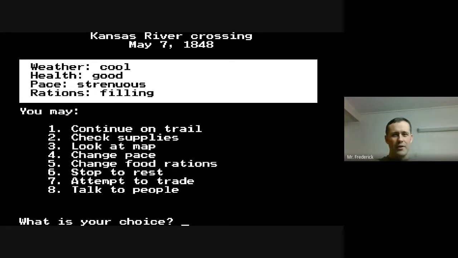I'm not going to do that. Trading is more helpful later in the game, but you're also usually shorter on supplies and extra stuff later in the game too. All right, let's continue on the trail.